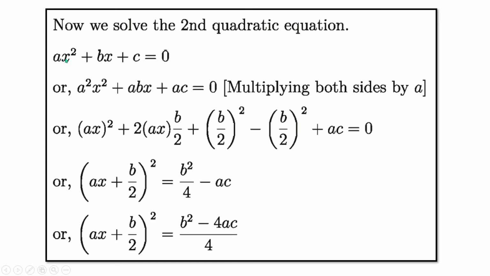Multiplying on both sides by a, as a result here will be a square x square, here will be abx, and here will be ac. Now we'll make a formula. This we can write as ax whole square. Here ax is considered as a, as a result here will be 2 into ax into b by 2. As here is abx, so after cancelling 2 we get abx. This is of the form a plus b whole square, like this formula. As a result here will be 2ab, a meaning ax, b meaning b by 2.